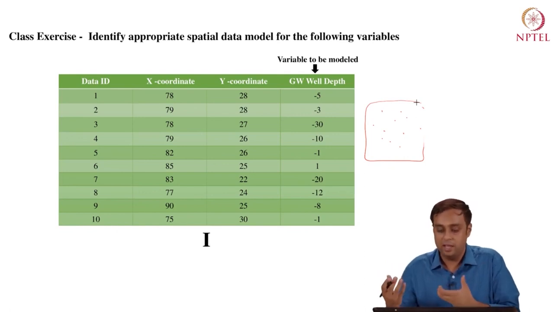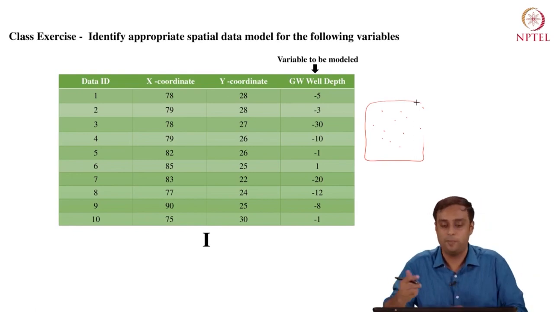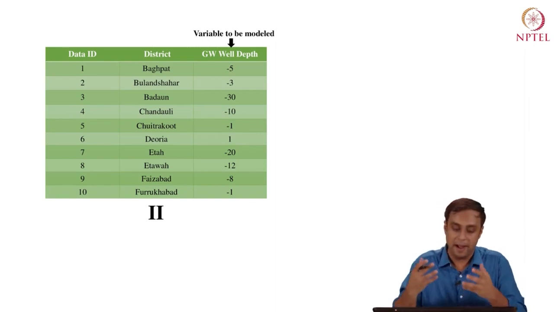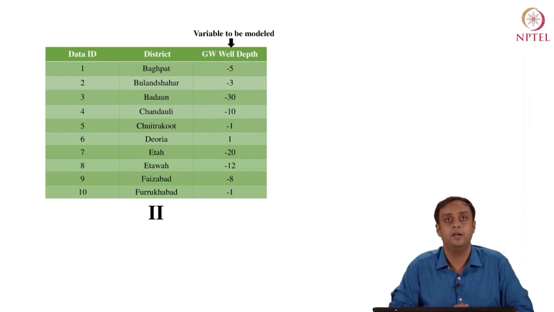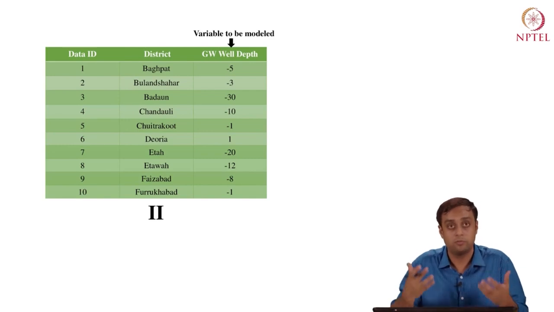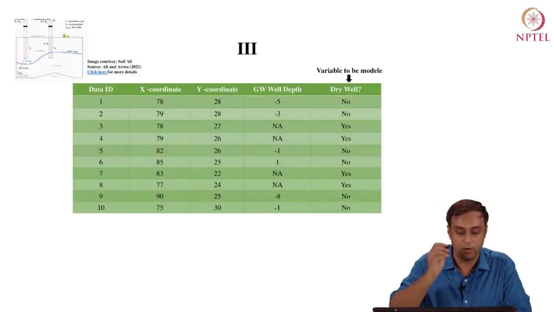Will it be a geostatistical data set? Will it be a lattice data set? Will it be a point pattern data set? The second example is again by district. Now we have groundwater depth by different districts in Uttar Pradesh. So these are districts in Uttar Pradesh. I want you to think about what type of data set we are looking at.